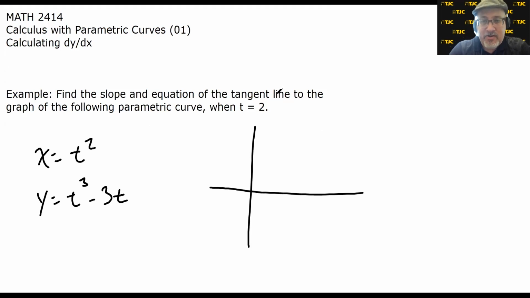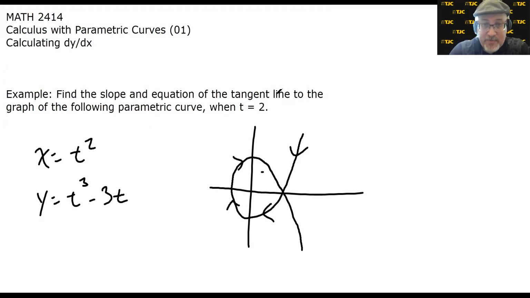I'm going to spare you the details of sketching the graph right now and just tell you that it looks a little something like this. Starts high, loops down, comes up, crosses itself, and I believe the orientation is like that. We'll use Desmos here in a little bit to make sure all of this is pretty good.